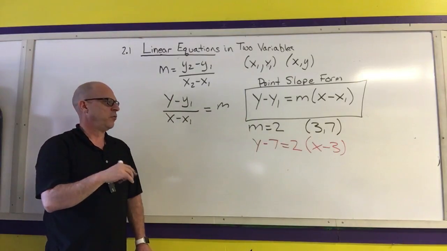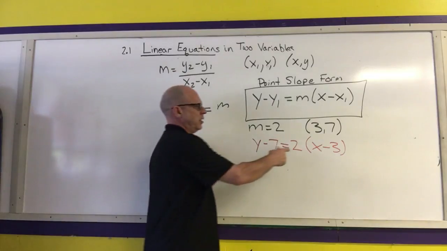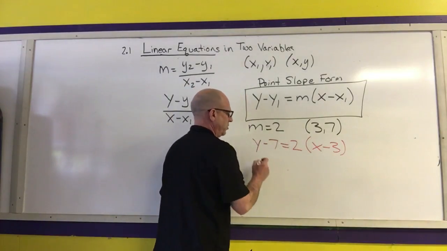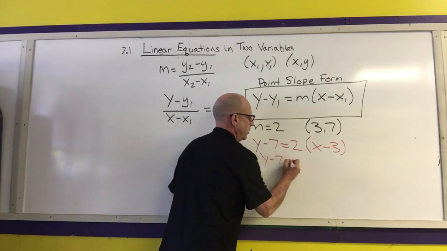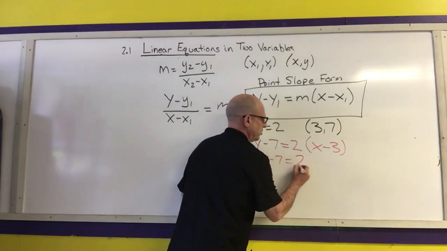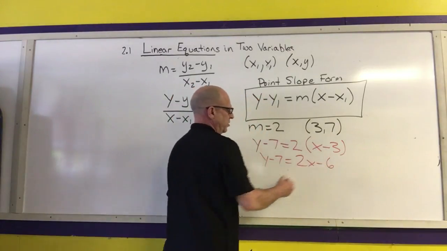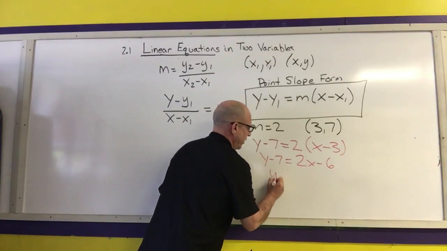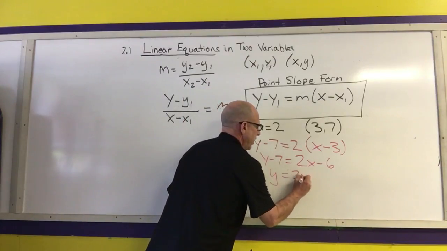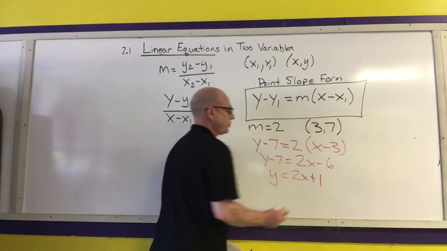If I ask you to solve for y, we've got two more steps. The first one is we're going to distribute the 2 in. So I get y minus 7 equals 2x minus 6. And my last step would be to add 7 to both sides. So I get y equals 2x plus 1.